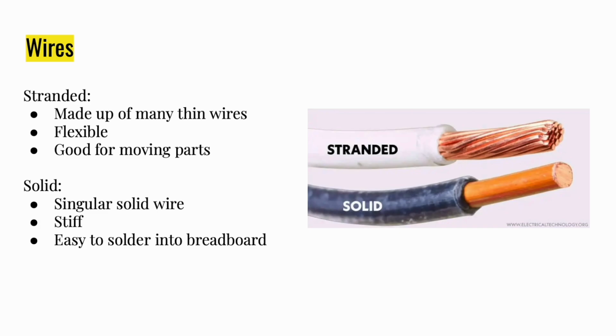Stranded wires are made up of many thin wires, and because of that they're a lot more flexible and bendable than solid wires, so they're good to use with moving parts. However, they're also more difficult for through-hole soldering and have to be tinned before doing so. On the other hand, solid wires are more stiff and brittle, so they're easier to solder onto a breadboard.